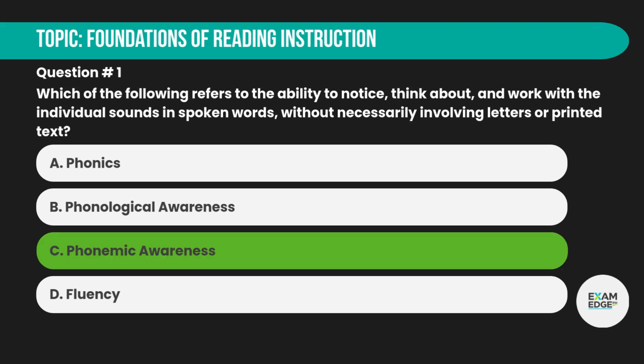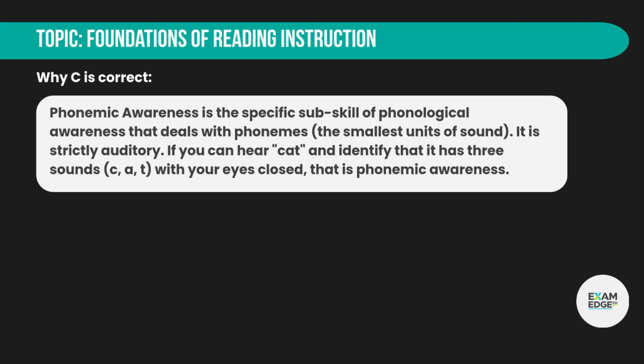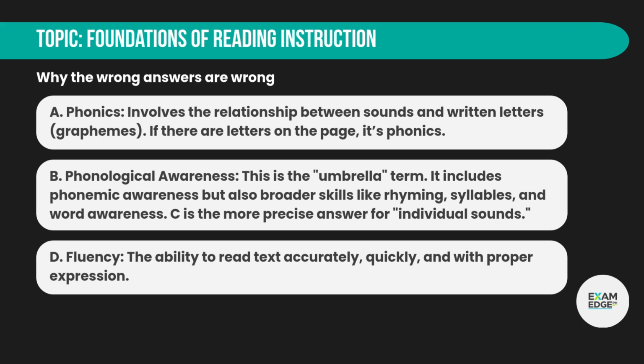Correct answer: C. Phonemic awareness. Why C is correct? Phonemic awareness is the specific sub-skill of phonological awareness that deals with phonemes, the smallest units of sound. It is strictly auditory. If you can hear cat and identify that it has 3 sounds, C, A, T, with your eyes closed, that is phonemic awareness. Why the wrong answers are wrong?